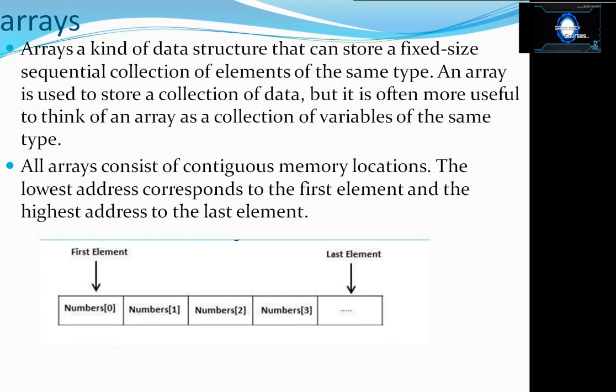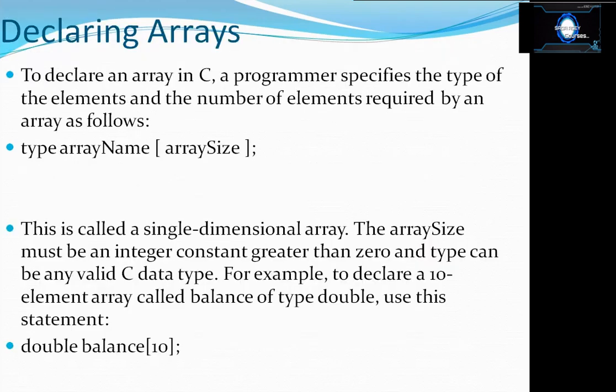An array is a kind of data structure that can store a fixed-size sequential collection of elements of the same type. An array is used to store a collection of data, but it is often more useful to think of an array as a collection of variables of the same type. All arrays consist of contiguous memory allocations. The lowest address corresponds to the first element and the highest address to the last element. See here, the number 0 is the first element and the undefined one is the last element.